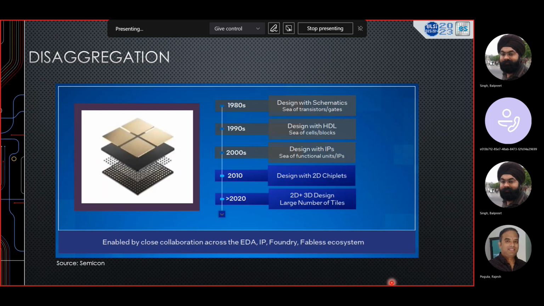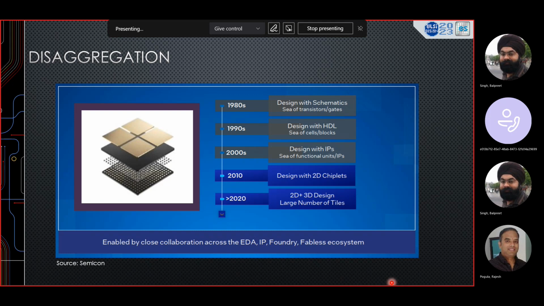So Biswajit talked in great detail about this particular slide. Essentially, we started off with a sea of transistors way back, and now we're talking about a whole chiplet ecosystem. It could be plug and play: I already have a chiplet existing, I can just reuse it and create a product out of it. Faster time to market and so on.